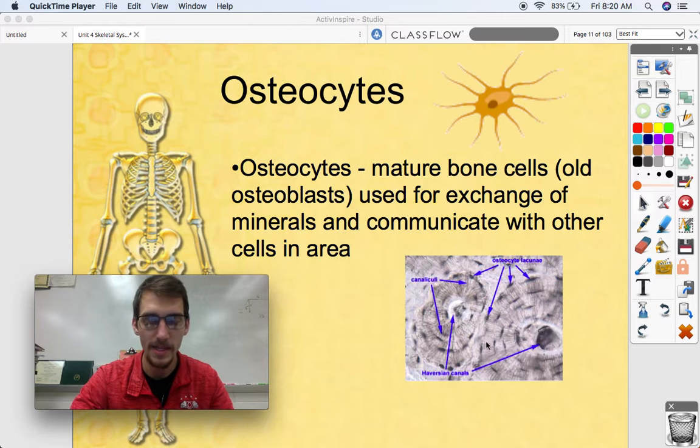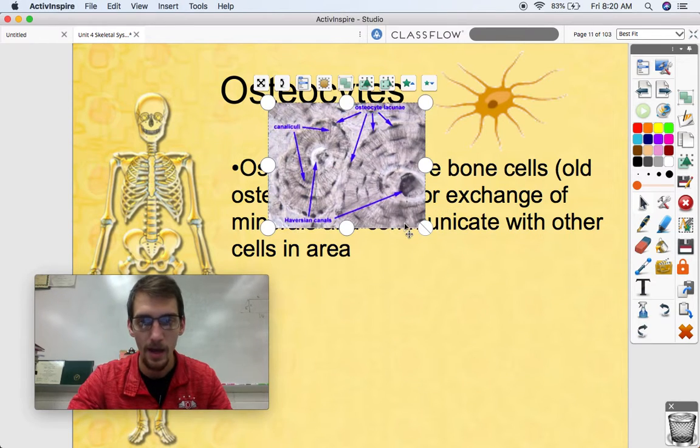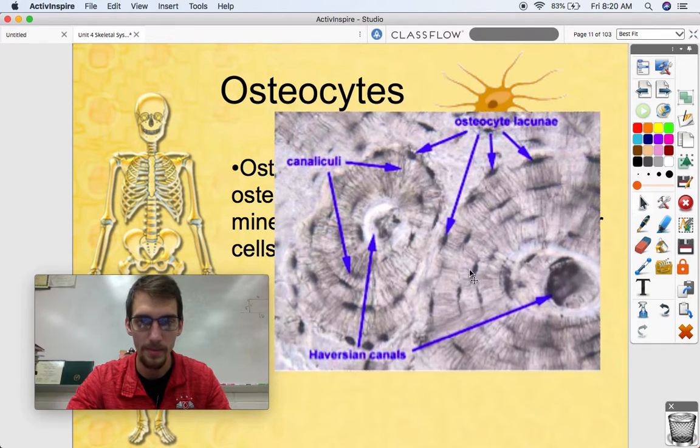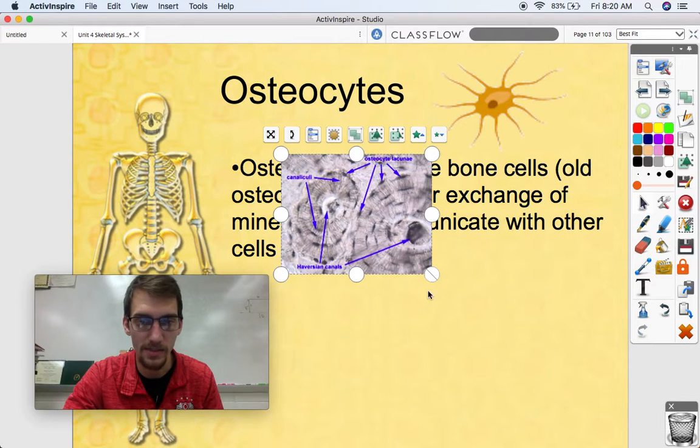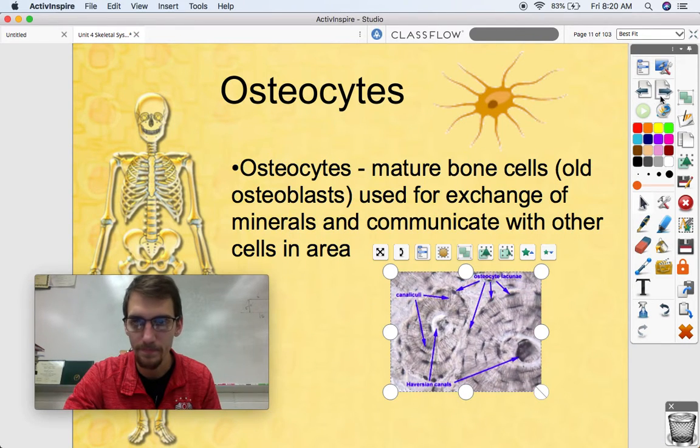So if we take a look at this microscope slide here, hopefully we will look at some in person later on. These are called osteons, and this is what bone tissue kind of looks like. On each of these dark spots here, these are what we call an osteocyte, and it's in a lacuna, which is just a pocket within that bone matrix for those cells to sit in.